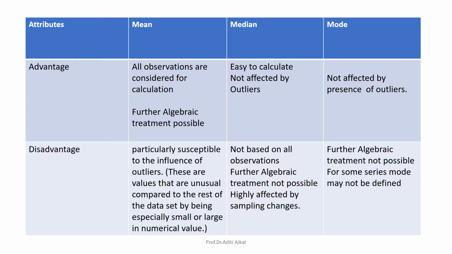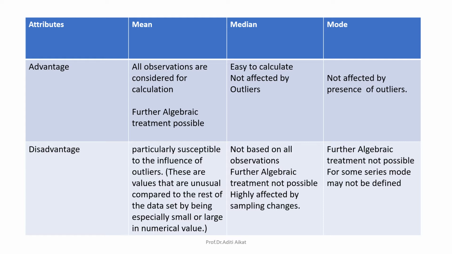So let us look at the advantages and disadvantages of these central tendencies. Well, coming to mean, the advantage being all observations are considered for the calculation and further algebraic treatment is possible. But the disadvantage being it is particularly susceptible to the influence of the outliers.